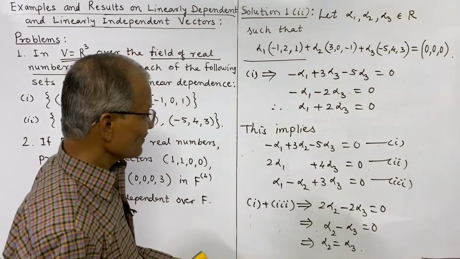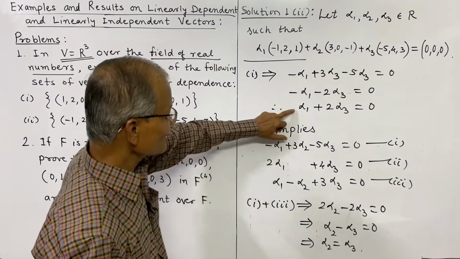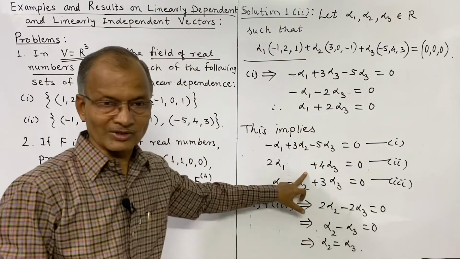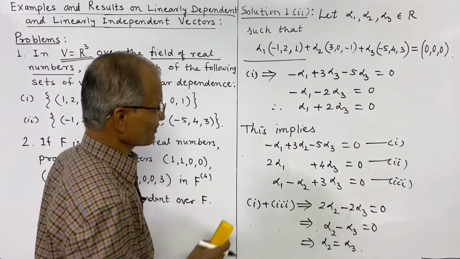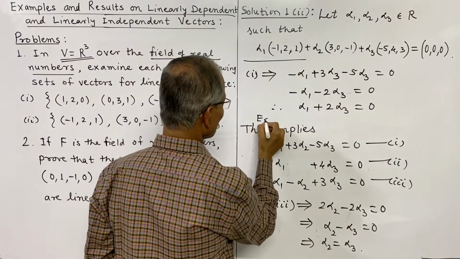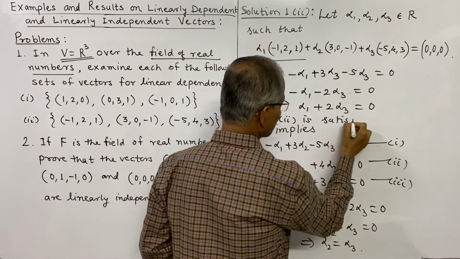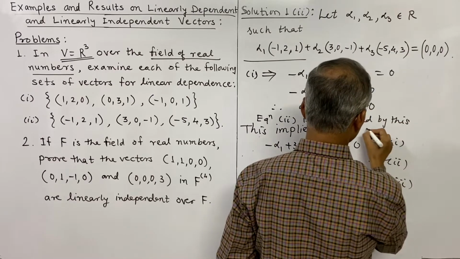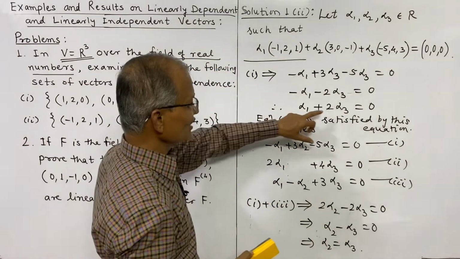Now you see we have used equations 1 and 3 up till now, but what about the second equation? The second is the same as this one: multiply this by 2 and we get the second equation. Therefore equation 2 is also satisfied by this equation, and thus we can write alpha 1 also in terms of alpha 3.